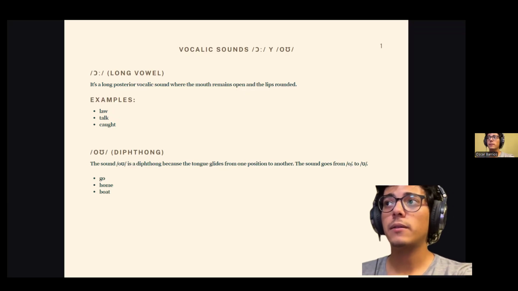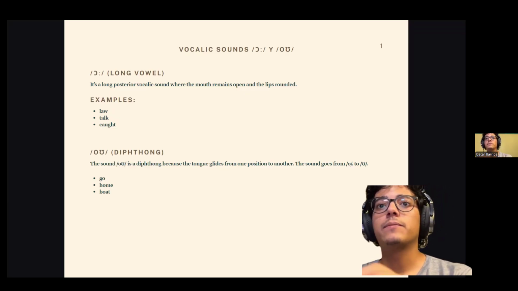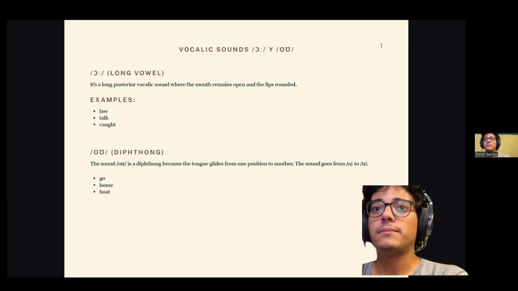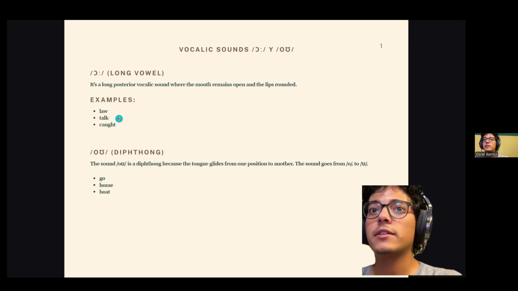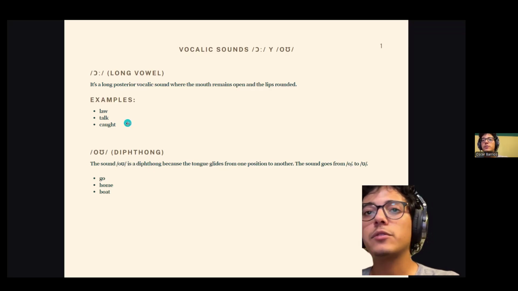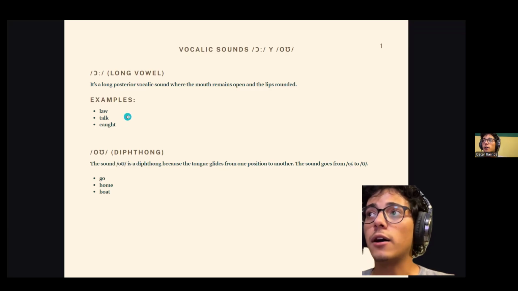There we go. Law. Second example, talk. And third example, caught. Once again from the top, law, talk, caught. In a day-to-day speech situation, the pronunciation would be something less exaggerated, such as law, talk, and caught.